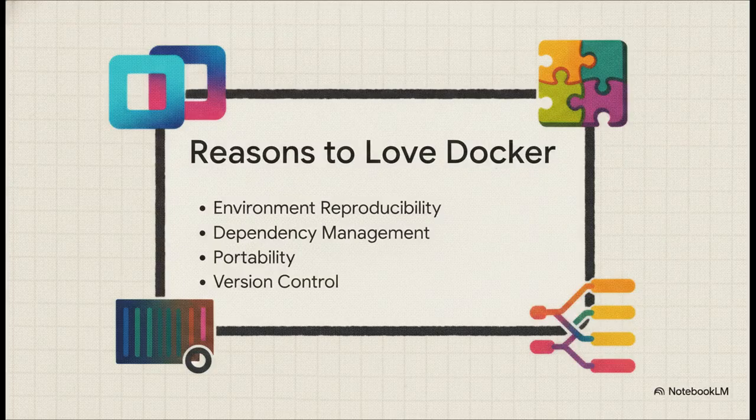So why the intense love from the industry? It really boils down to 4 massive features. First up is environment reproducibility, meaning you get the exact same results anywhere you run it. Then we have dependency management, which isolates exactly what your app needs without causing conflicts with other software. Third is portability. We're talking about moving a workload from AWS straight to your local laptop in just seconds. And finally, version control. Since configurations are just scripted text files, tracking your changes is practically effortless. Honestly, these features solve the absolute biggest headaches in tech.